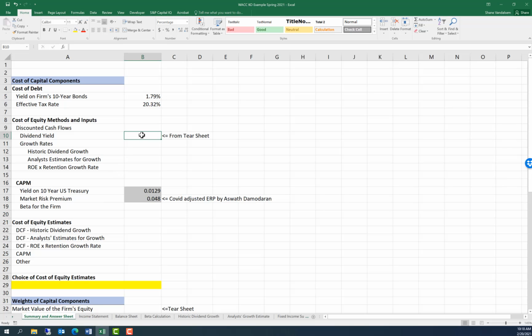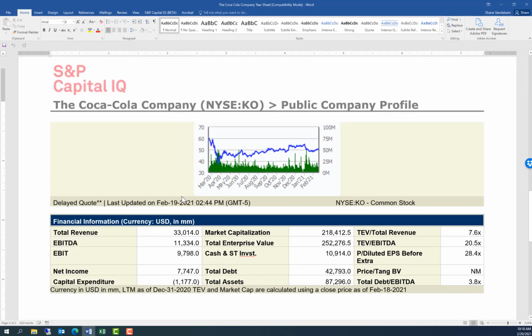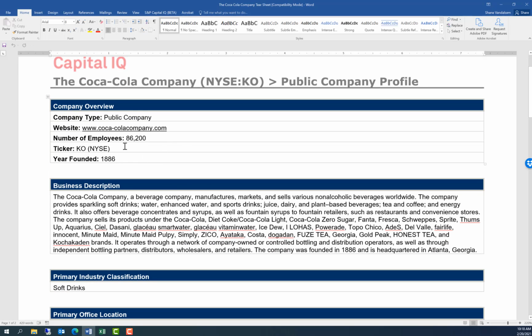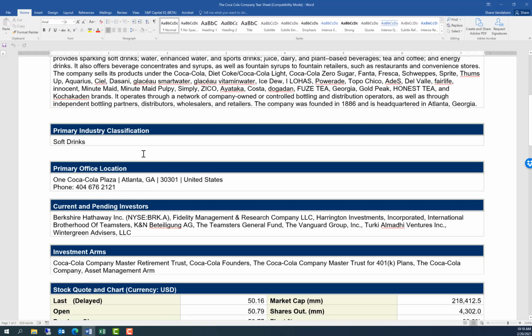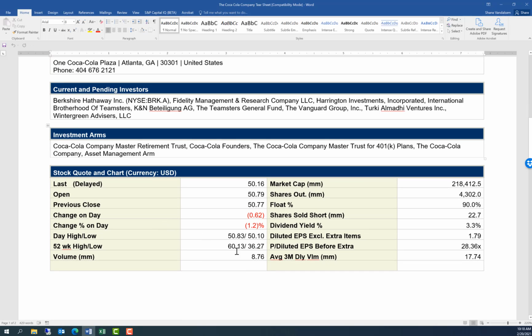So we'll start off with the dividend yield. I've got just a note here that I take this from the tear sheet, so I'm going to go out to the tear sheet here. There's a lot of good information here on the company. It tells us how many employees, what the company does, primary industry classification, not a surprise, it's soft drinks, where it's located, and who the large investors in the company are. And this is the information we want down here. We're going to come back later to get the market capitalization. But for what we want right now, we just want the dividend yield, which is 3.3%, a pretty decent dividend yield for a dividend paying company.